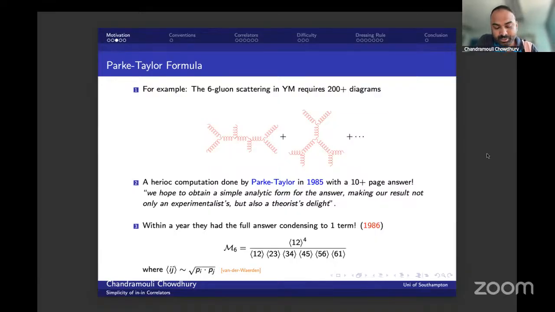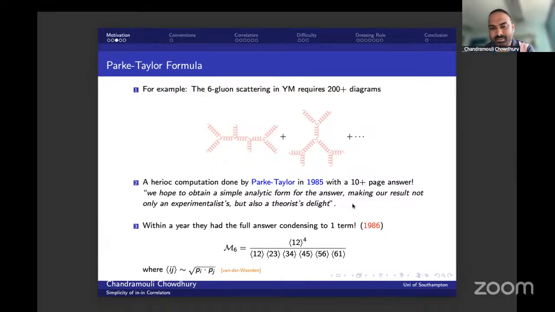And historically, this was a major milestone, because in 1985, these two guys, Parke and Taylor, actually set out to do this computation. And they had a paper, I'm forgetting the exact number, but it's 10 plus pages, which was basically the whole answer. So the answer was a 10 plus page paper. And in fact, they had this wonderful quote in their paper: "We hope to obtain a simple analytic form of the answer, making our result not only an experimentalist's, but also a theorist's delight."